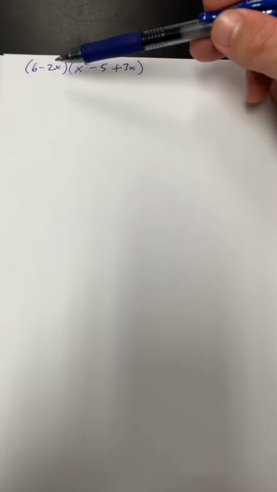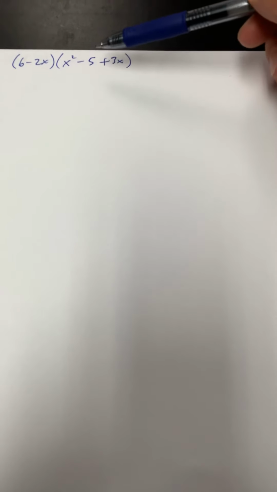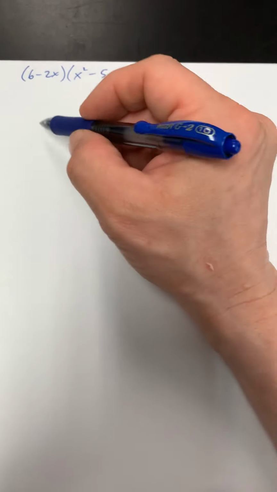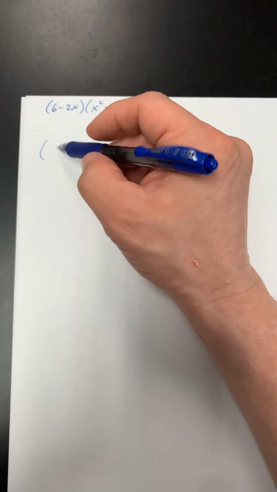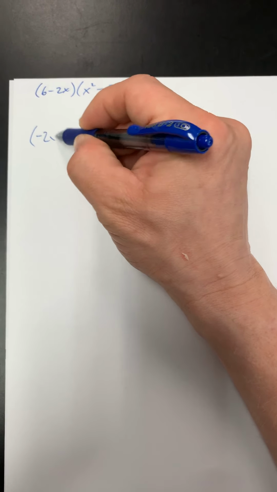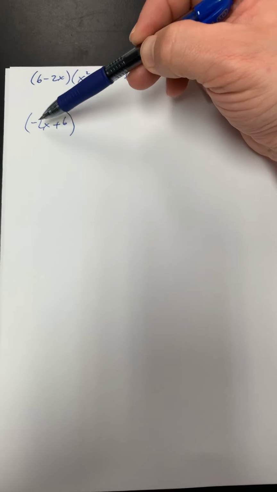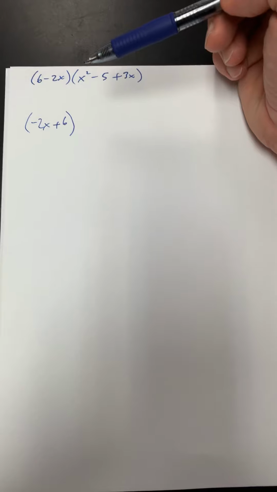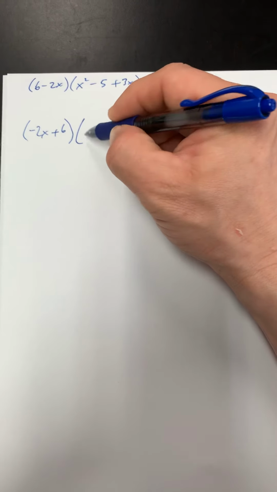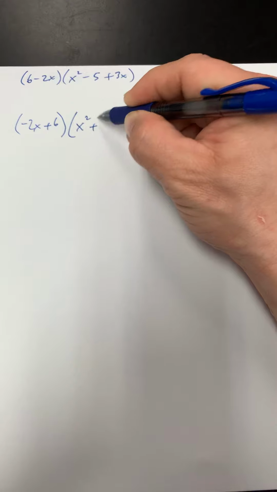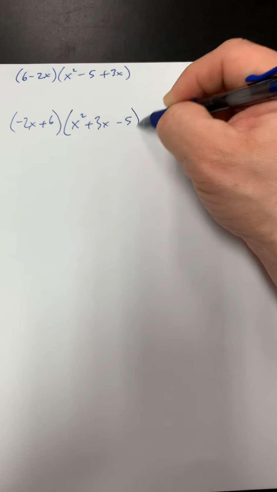Okay. All right, now, here we have a binomial times a trinomial, but I want you to notice something. We want to rearrange these so that it's written in descending powers of x. So I'm going to rewrite this binomial as negative 2x plus 6. All I did was switch them. I brought the negative 2x to the front, and then I took that positive 6 and put it here. Then I'm going to rewrite this trinomial as x squared plus 3x minus 5.